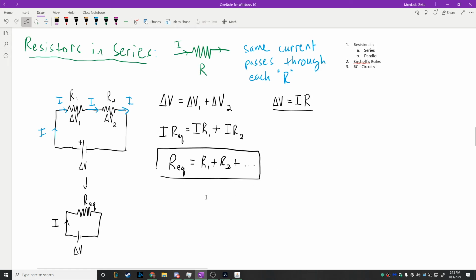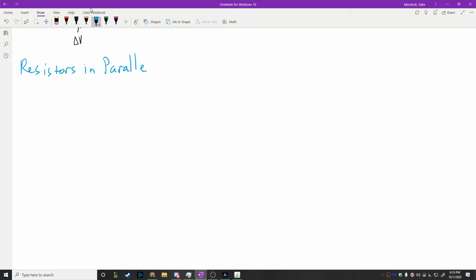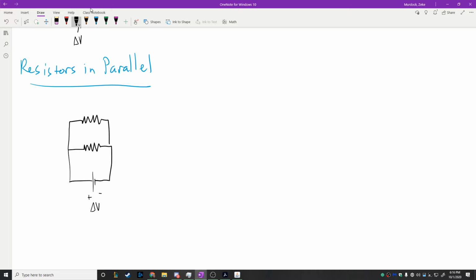Resistors in series, pretty simple. So let's do resistors in parallel now. Pretty similar calculation. For resistors in parallel, we kind of create a stack. So you have, here's your battery, plus minus. We give it a potential difference we call delta V. And now we stack two resistors on top of each other, giving each one of them a separate path to the battery.